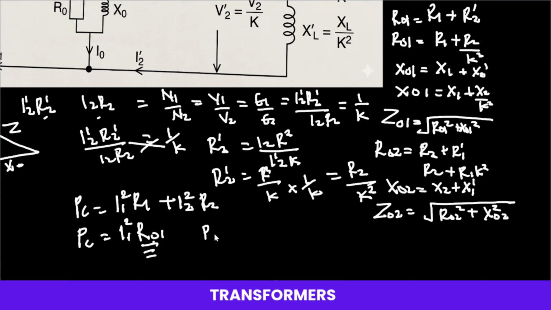Similarly, we can find the copper loss if we are doing the referral within the secondary. That will give us I2 squared R02. You get it? So this is another way of doing it, and you get the same results as taking the individual ones and doing it.